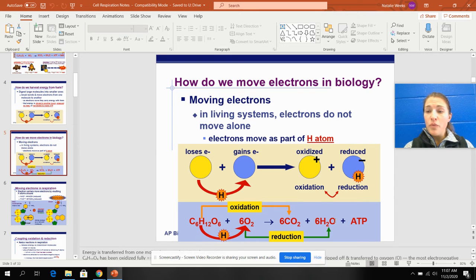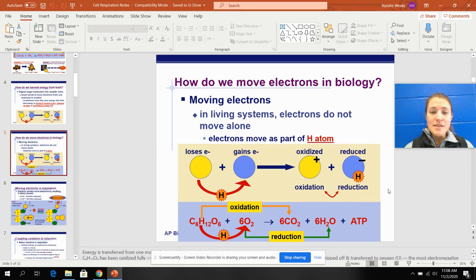So down below, if we look at the actual formula for cell respiration, we have C, H, and O. The H in the glucose is moved over to the oxygen, okay? That oxygen is reduced then to water, and the glucose was oxidized into CO2.